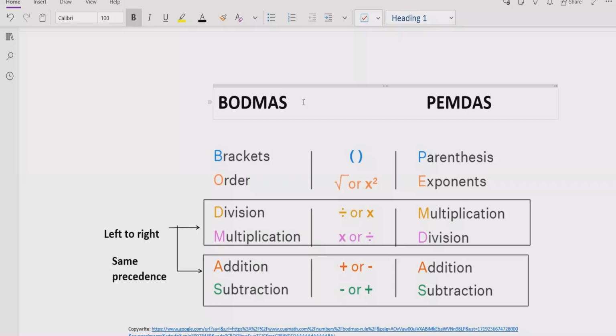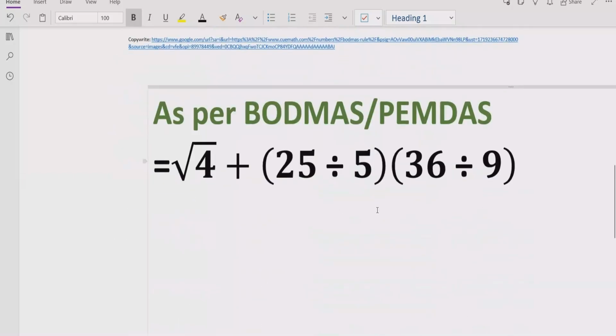What will you do? You have to go left to right in your expression and find out the division and multiplication. Similarly, for addition and subtraction, we have the same rule. We go left to right in our expression and find out which is coming first, addition or subtraction. If addition is coming first, we will solve addition first. And if subtraction is coming first, we have to solve the subtraction first. Now, let's move forward to solve the given expression.